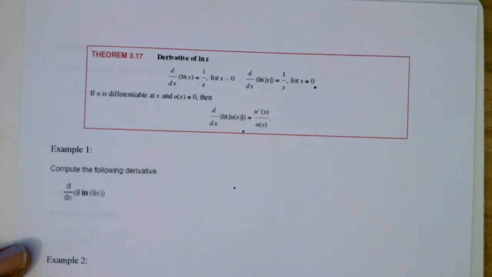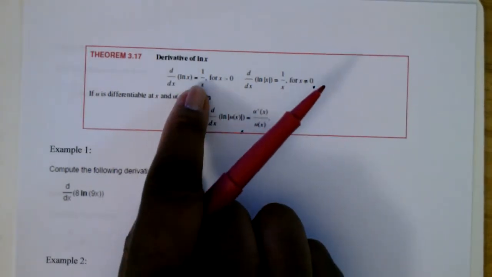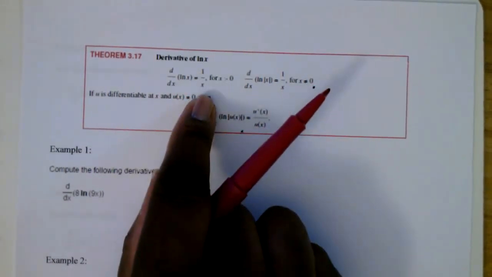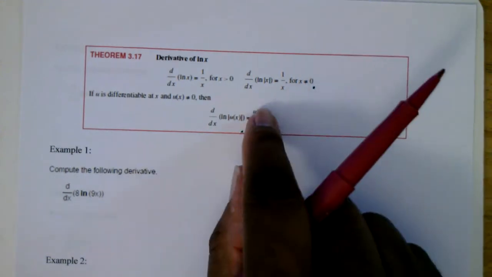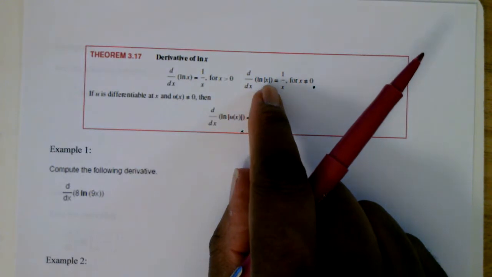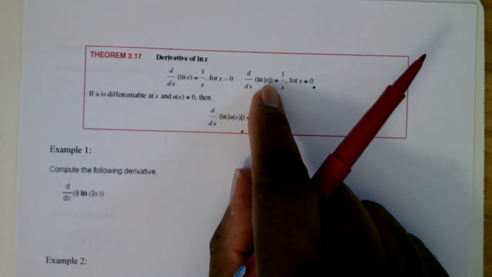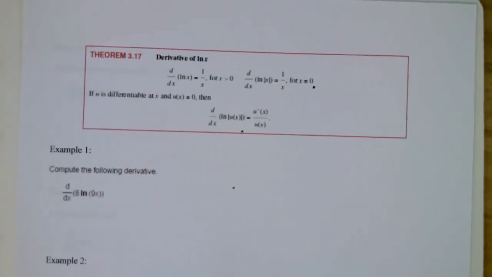Okay, on the next page is how we find the derivative of the natural log of x. And it's going to be this: the derivative with respect to x of ln of x is equal to 1 over x. And that is when x is positive. Okay. And also, if you have the derivative with respect to x of the natural log of the absolute value of x, that too will be 1 over x when x is not equal to 0.